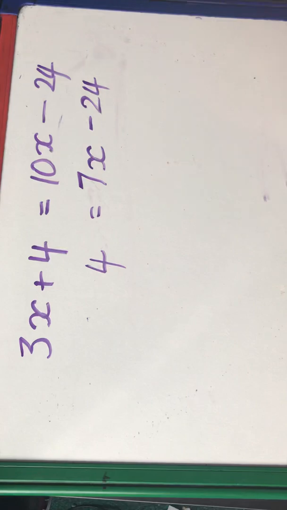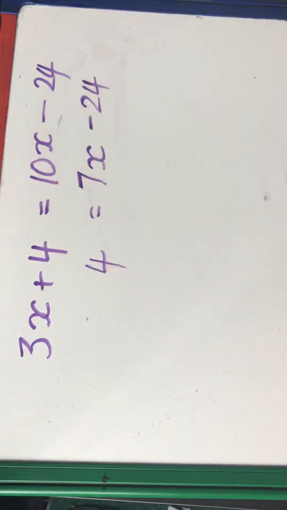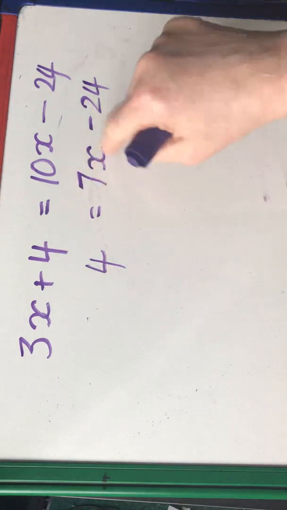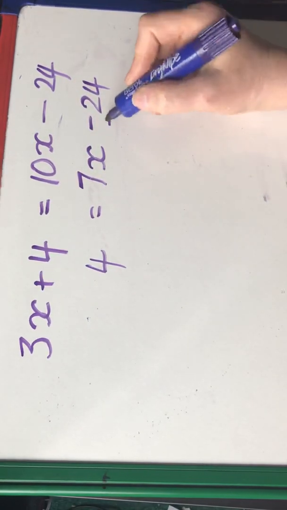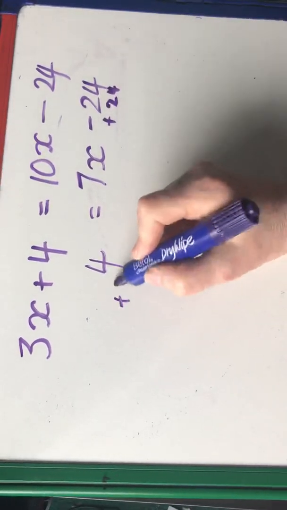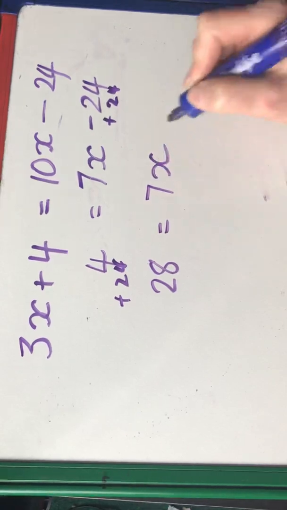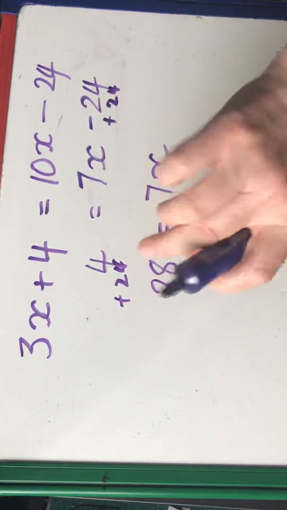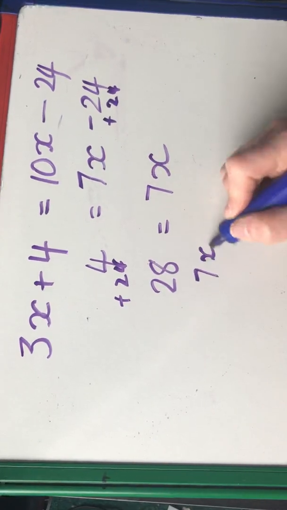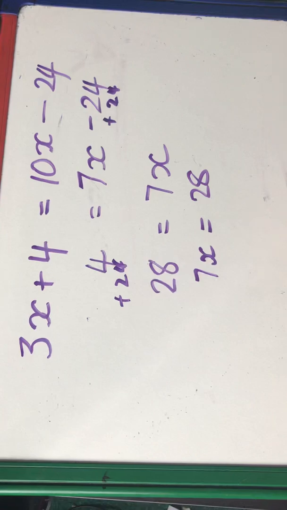I'm going to still just do the same thing. Something take away 24 equals 4. So that's something, that's 7x, must be, the inverse of minus 24 is plus 24. So 4 plus 24 is 28 equals 7x. Just for my sanity, I'm going to swap these two things round and I'm going to say 7x is 28 because that's just more familiar to what I'm looking at.